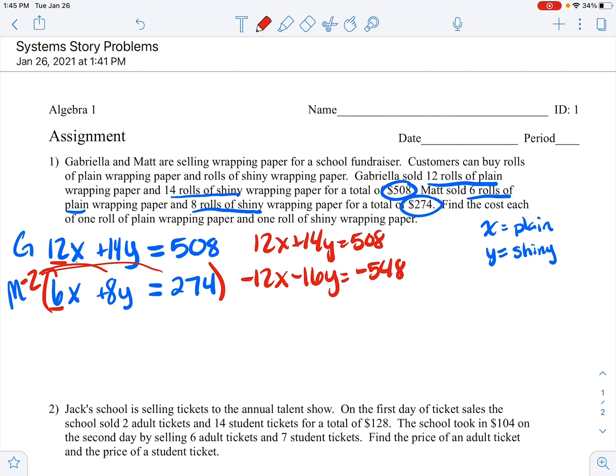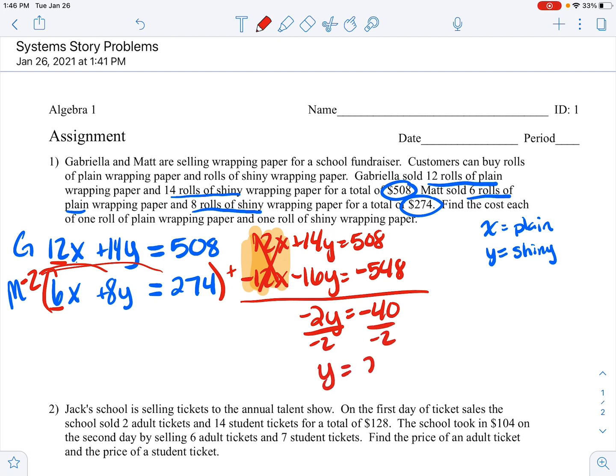Okay, from here, we're going to add straight down. Remember, check your x's. That's what we wanted to eliminate. They have opposite signs and the same number, so we're good. So those cancel. And then I have 14 plus -16, which is -2y. 508 plus -548 is -40. Divide each side by -2, and y comes out to be 20.